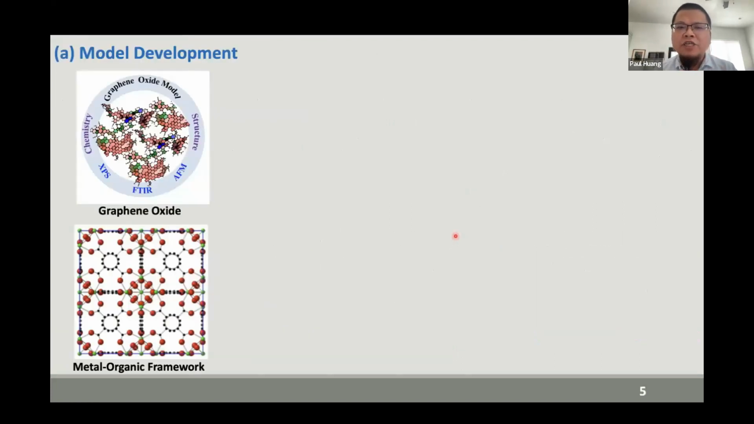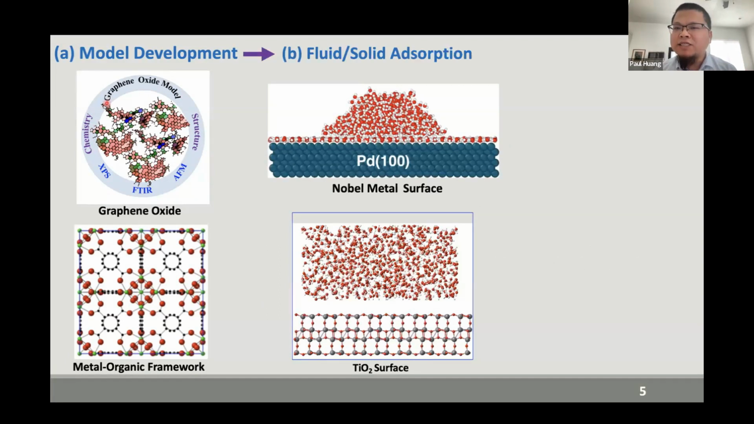So for this audience, I don't think I need to have this introduction slide, but for the computational study, we basically follow this very general trend. First of all, we try to develop the model of the materials or system of interest with the help of other levels of computational studies or experimental guidelines.